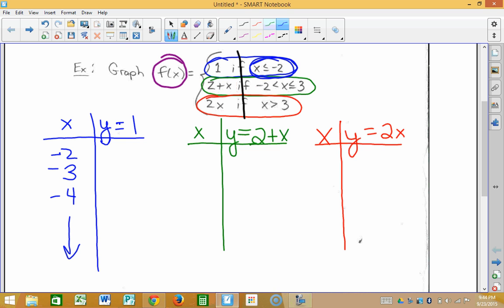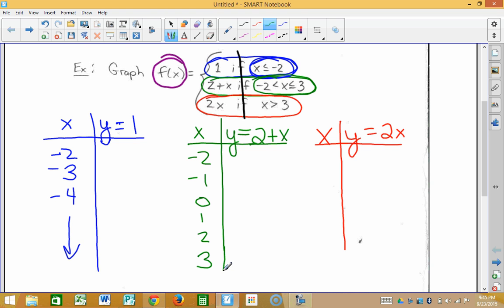And then the green part says that we're going to plug in x's between negative 2 and 3. Now, even though negative 2 only has a less than sign, we will still include it. But we will have to do something special with that before we're ready to graph. But we will include negative 2. So negative 2, and it's between negative 2 and 3, so we're actually going to go larger. So negative 2, negative 1, 0, 1, 2, and 3.